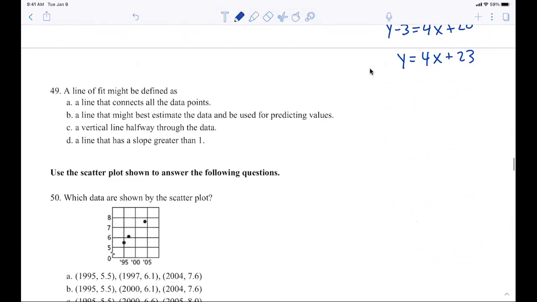A line of best fit might be defined as a line that connects all the data points. That's silly. A line of best fit, remember, if you have data, which we worked on a lot, would just be a line that goes through as many points as possible. A line that might best estimate the data and be used for predicting values. I think B is clear winner, right? Anybody have any questions with that? All right, 50.